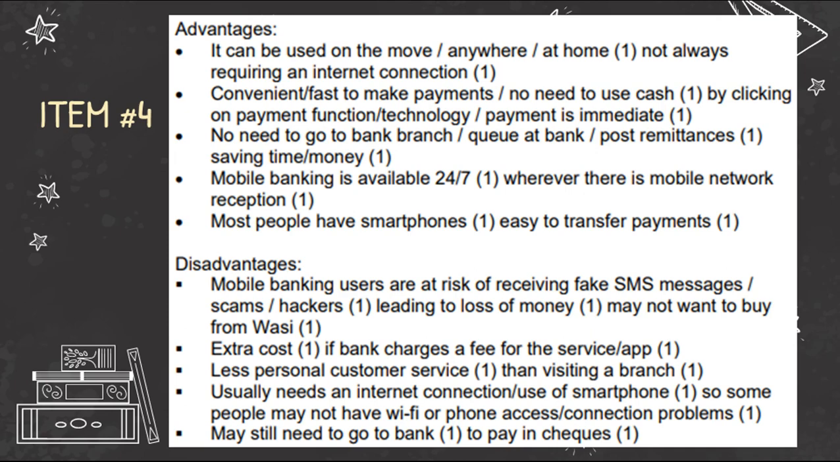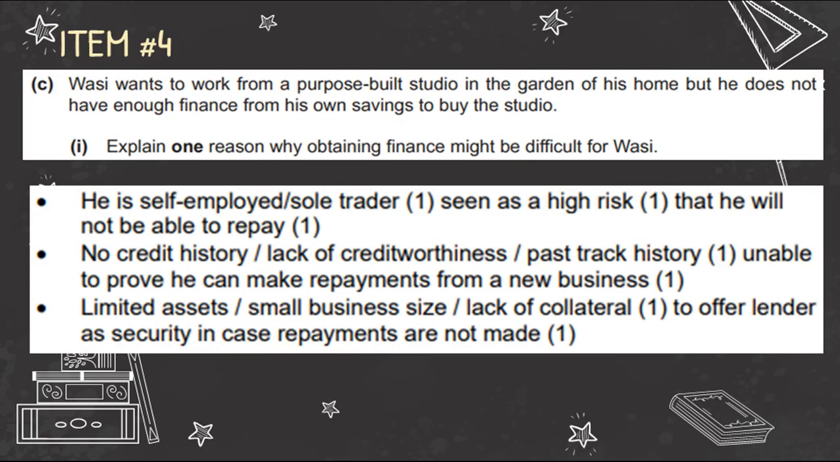Another item is, again, for Wasi, and Wasi wants to work from a purpose-built studio in the garden of his home, but he doesn't have enough cash from his own savings to buy a studio. So explain one reason why obtaining finance might be difficult for Wasi.